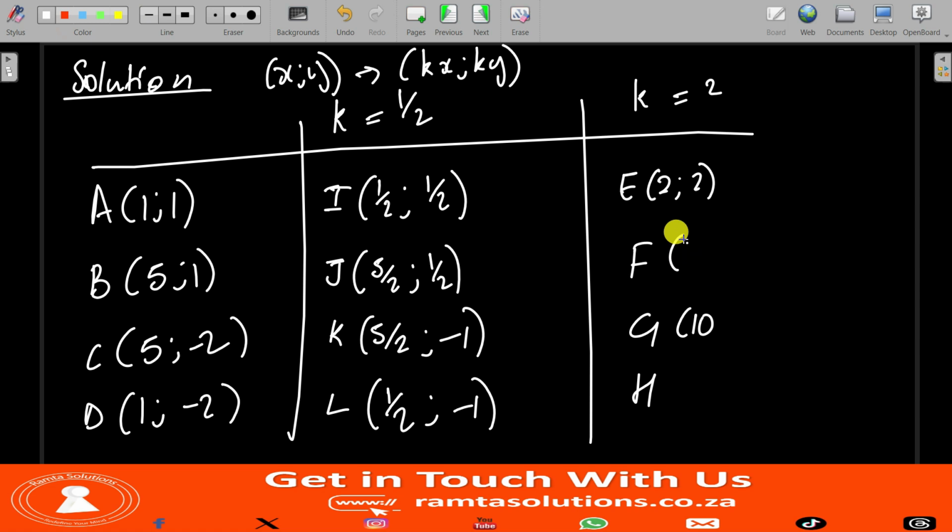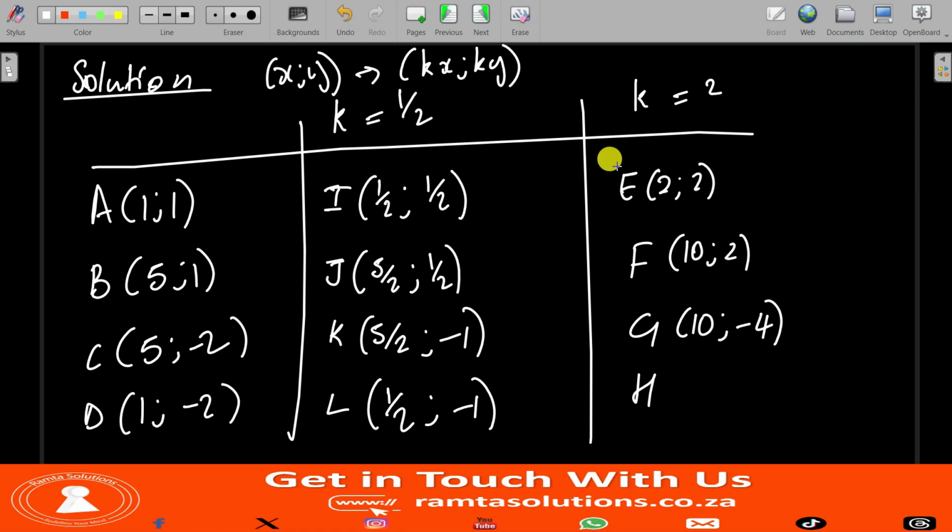Now this one here is going to be 10 as well, since 5 times 2 is 10. Negative 2 times positive 2 will be negative 4. Cool.